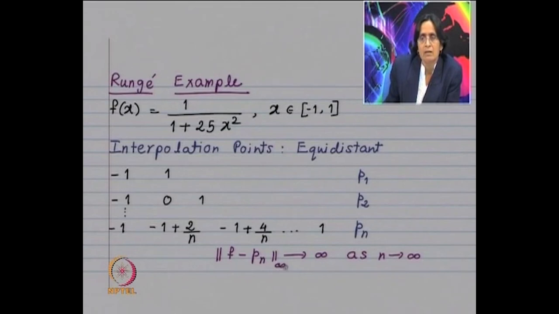Then norm of f minus p_n, infinity norm, tends to infinity as n tends to infinity. So, not only does it not tend to 0, but it tends to infinity. So, then one feels that maybe something is wrong with the equidistant points, that I chose interpolation points to be equidistant points and then my interpolating polynomials do not converge in the norm. So, why not take the Chebyshev points, those were in some way optimal, they minimized the norm of w. But then there is a result that no matter how you choose your interpolation points, there will always exist a continuous function for which you will not have convergence.